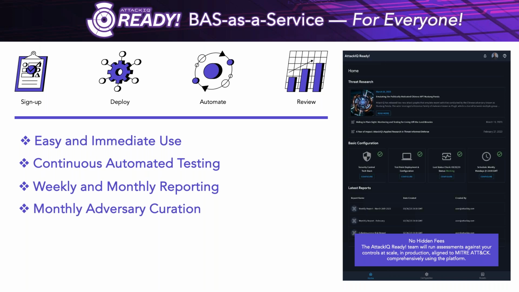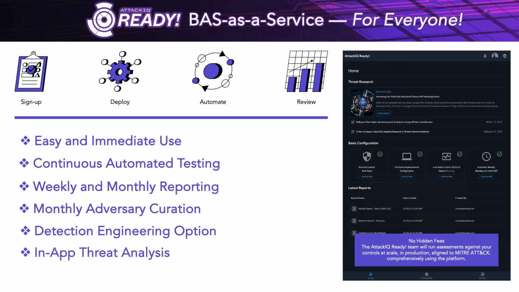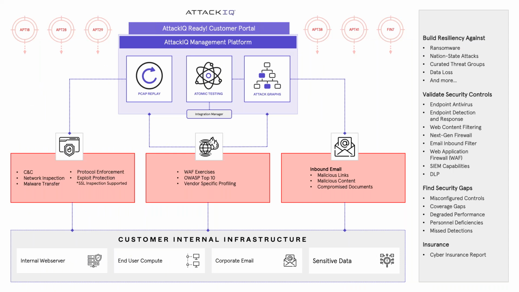Every month, the AttackIQ adversary research team introduces a new set of adversarial campaigns to test your security controls against that specific adversary. At the 6 month mark, AttackIQ Ready introduces the option of detection testing for companies that have a security operations center or a SIEM structured to respond to alerts and attacks. And lastly, Ready customers have access to immediate in-app analysis about emerging and advanced threats and how to prepare your defenses to withstand attacks.